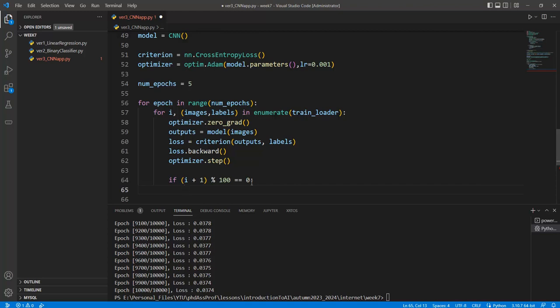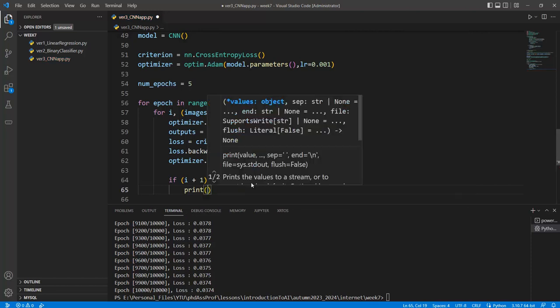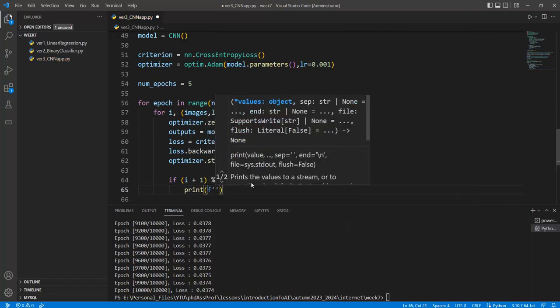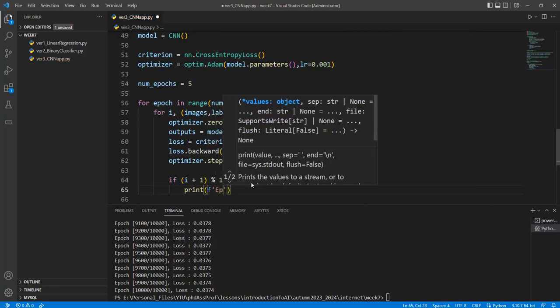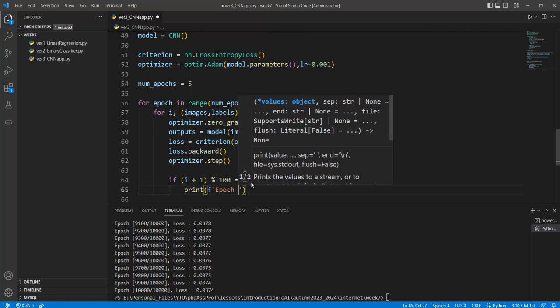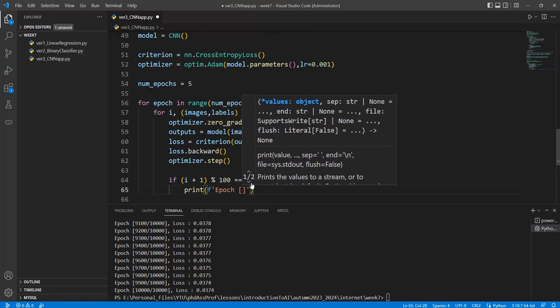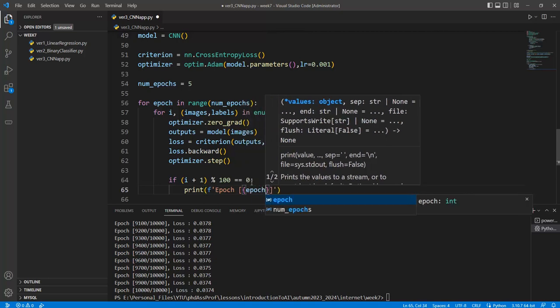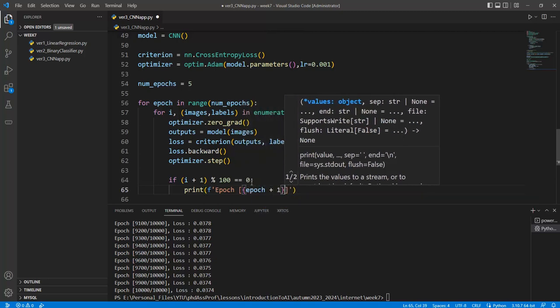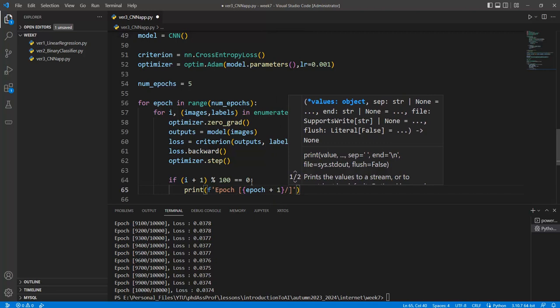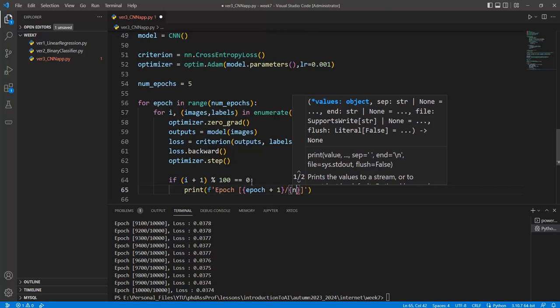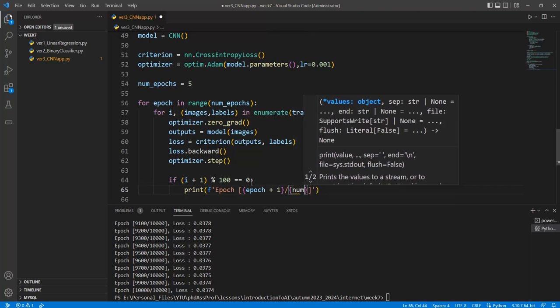The print f. What's the meaning of the f in here? Do you know that? Format. Yes, format. We can assign any variable into the string character, right? And so the epoch plus 1 divided by what? Yes.